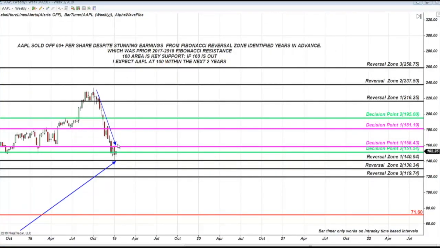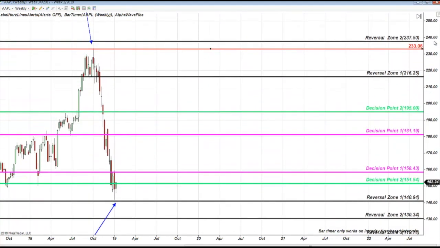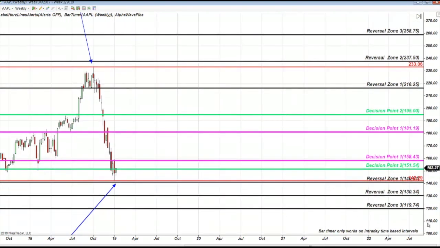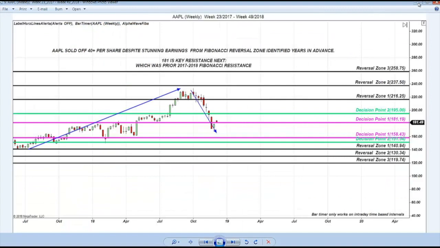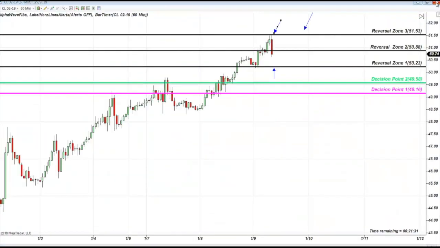Ladies and gentlemen, here's Apple. Apple sold off from Fibonacci reversal zone from 233 until, my goodness, 141. $90+ per share. Do you want to buy this? Ouch, ouch, ouch. Exact same thing across the board, no matter what you trade. When price comes to reversal zone, expect reversal.